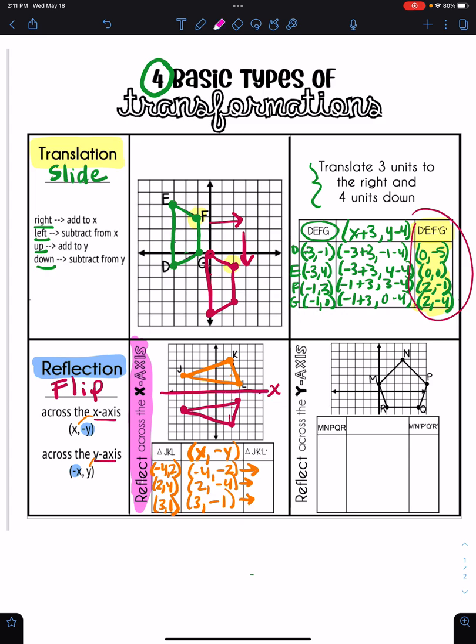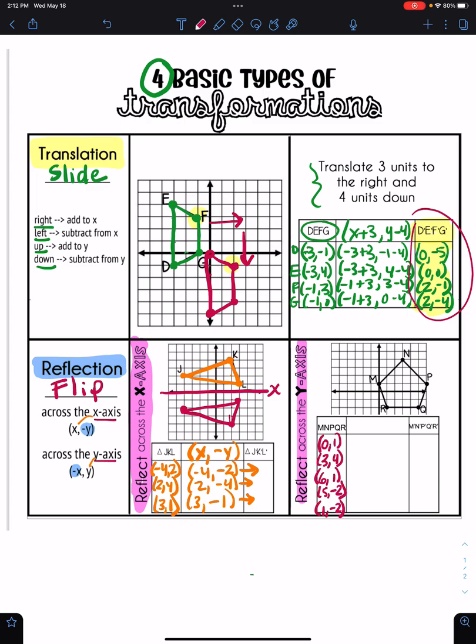Let's try doing a reflection across the y-axis. So first we're going to write the points of our pentagon, starting with M is 0, 1. N is 3, 4. P is 6 and 1. Q is 5 and negative 2. And R is 1 and negative 2.